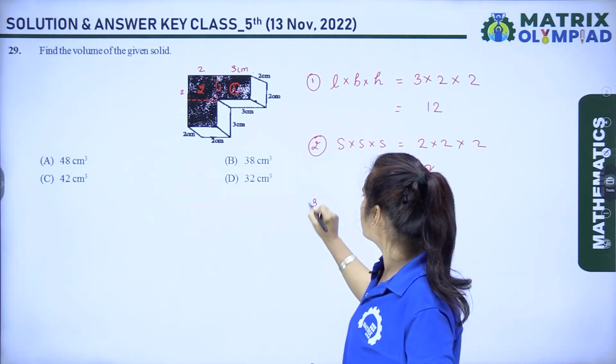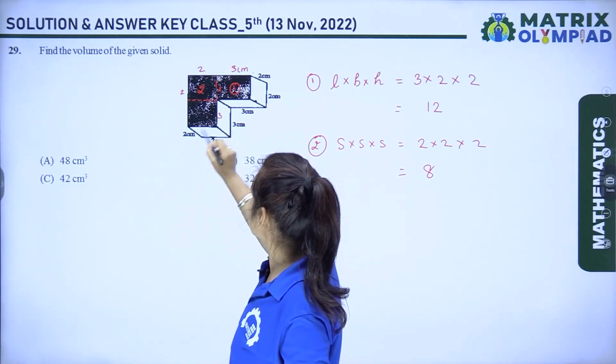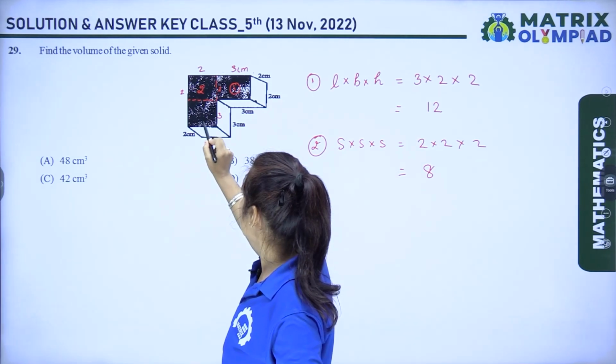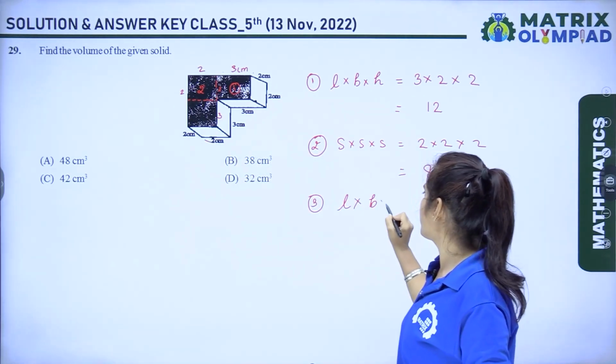Now, the figure 3rd. This is again a cuboidal shape, 3. This is 2 and this is 2. So, we are going to apply length into breadth into height.